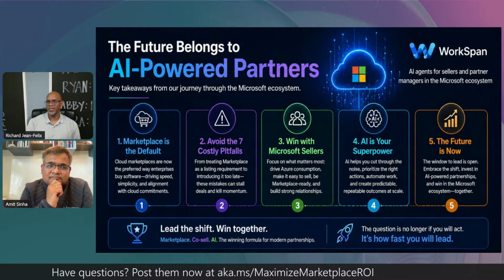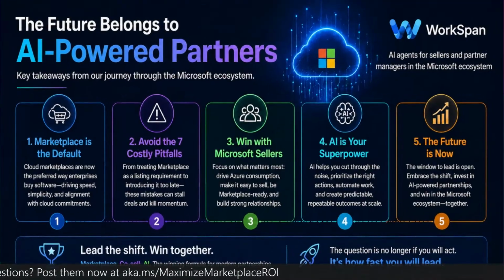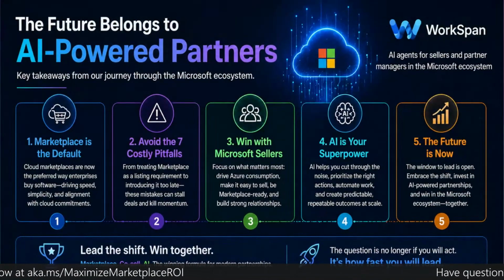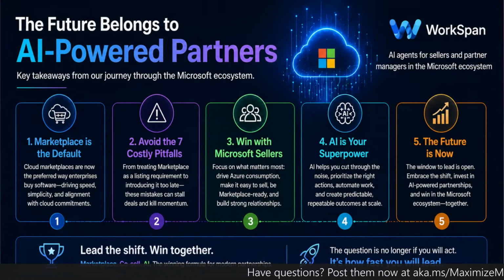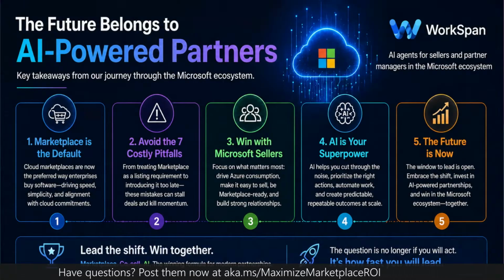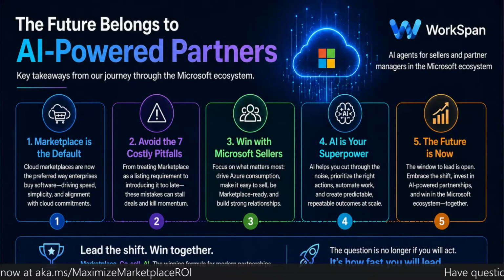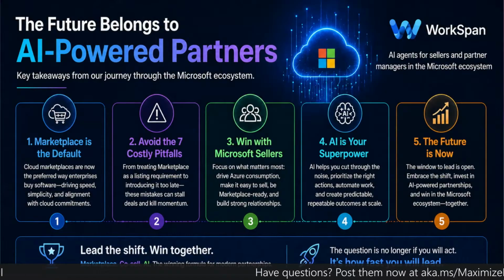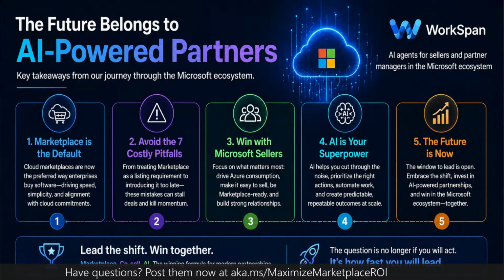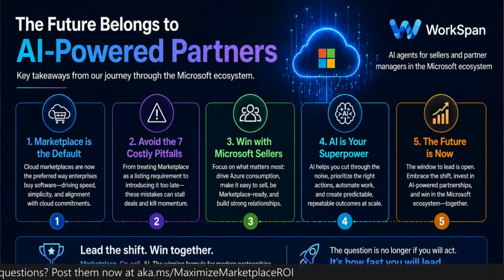Win with the Microsoft sellers. Focus on what matters the most, driving that consumption, make it easier to sell, be marketplace ready, and definitely build on those strong relationships. Use AI as your superpower. AI will help you cut through the noise, prioritize the right actions, automate work, and create predictable and repeatable outcomes at scale. So, to summarize it, you need to lead the shift, win together.